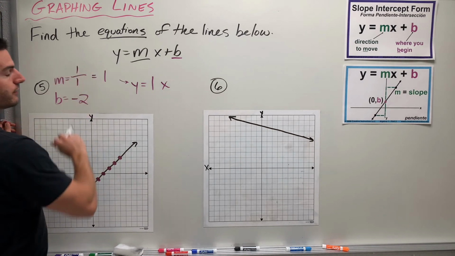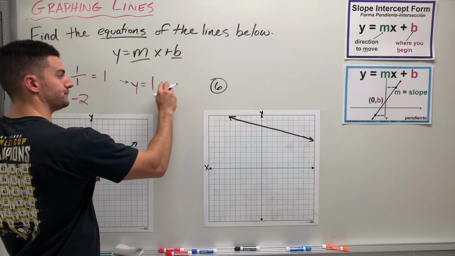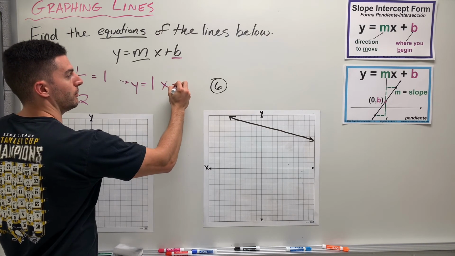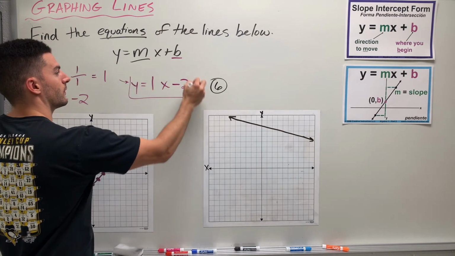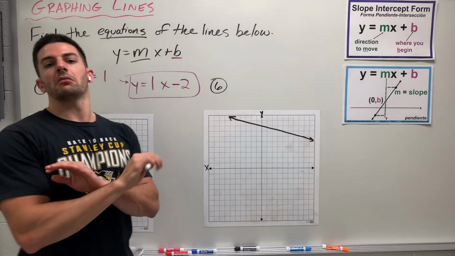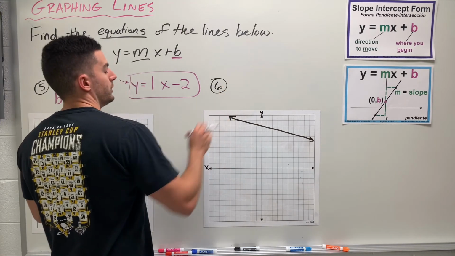And so I don't need to make that a fraction either. That's fine to just be a whole number. So 1x, and then the b value, because it's negative, I put -2. And that's the equation of this line, y equals 1x minus 2. That's it, okay?